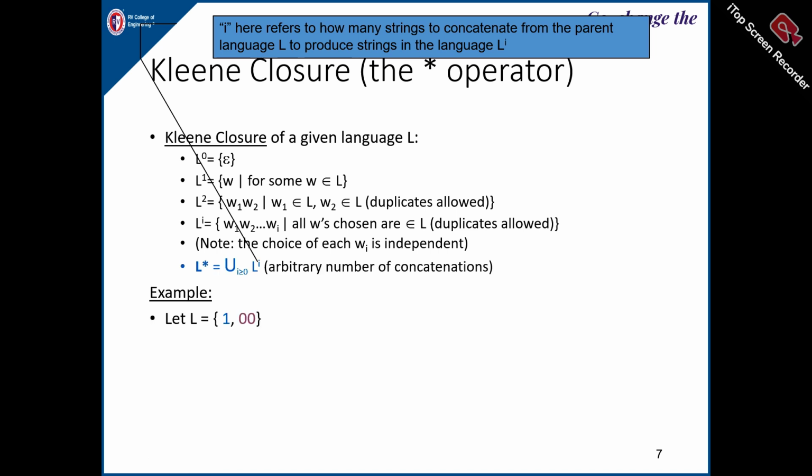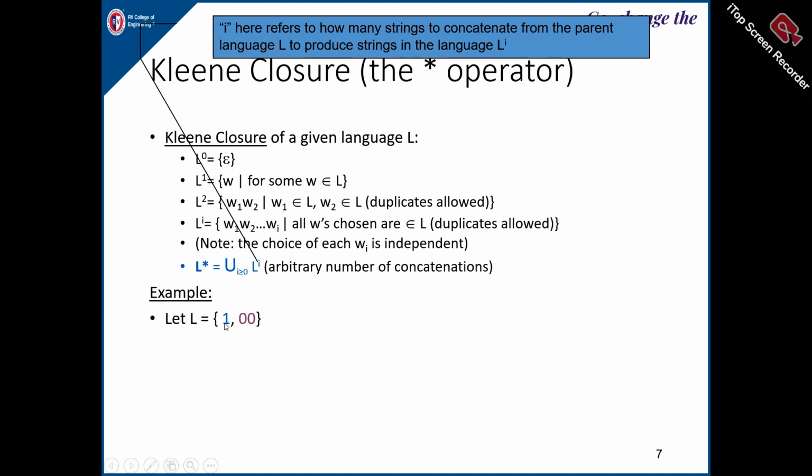So your L star, the Kleene closure, is the union of L raised to i, where i is greater than or equal to 0. It means that L star is nothing but L0 union L1 union L2 until infinity. So it is an arbitrary number of concatenations. If you do that, you get what is called the Kleene closure. So let us see some examples.